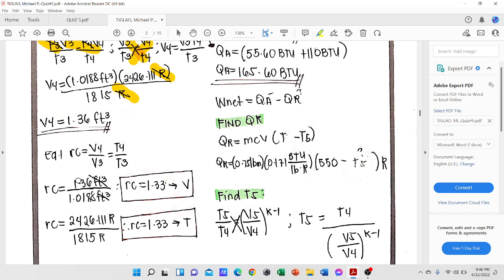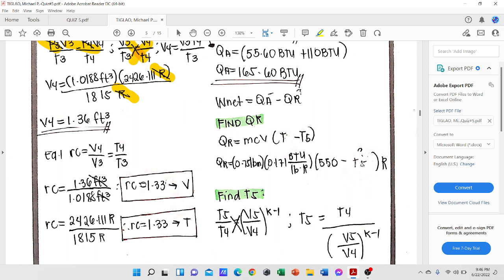So, makuha na natin yung value ni RC. So, substitute lang natin, no? Yung sa RC, kukunin natin sa volume. So, yung V4 natin is 1.36, then yung volume 3 natin is 1.0188. So, therefore, makuha natin is RC is equals to 1.33.